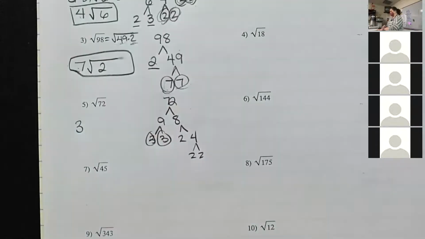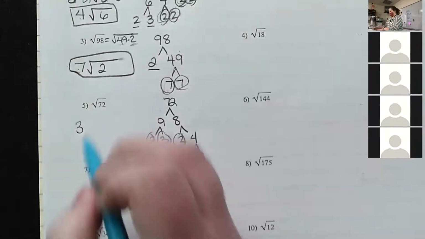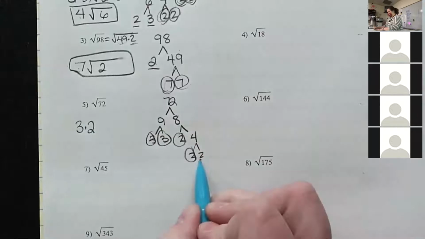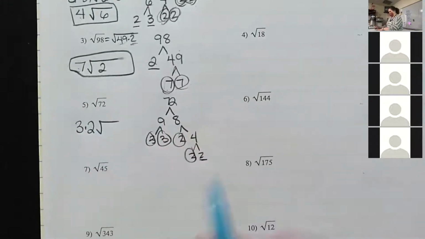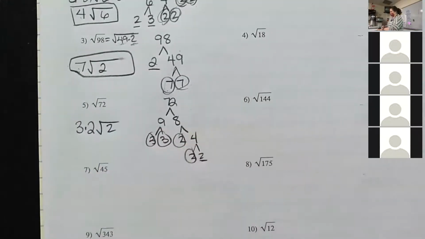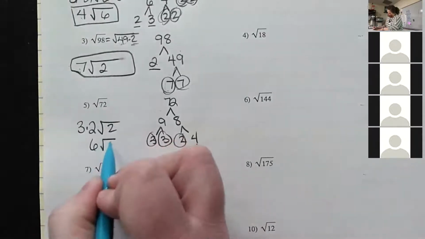I'm going to take that outside. Oh, I see a group of 2s. I'm going to bring that outside. What's left over? Just that one 2. So I'm going to put that in the root. Well, what is 3 times 2? 6. So I have 6 square root of 2.